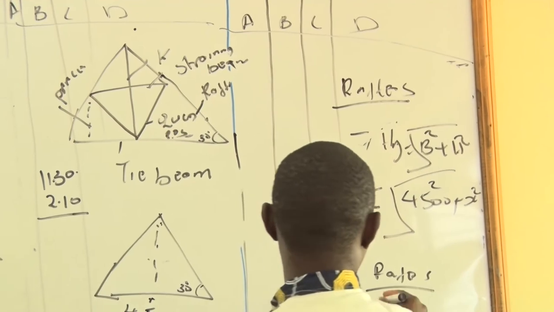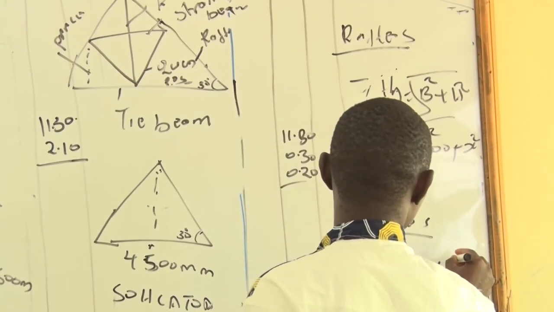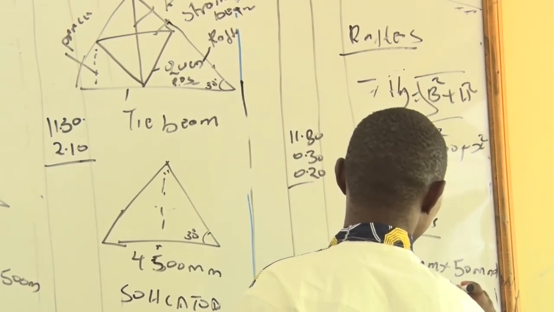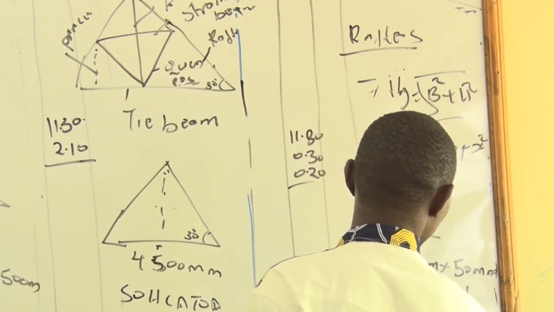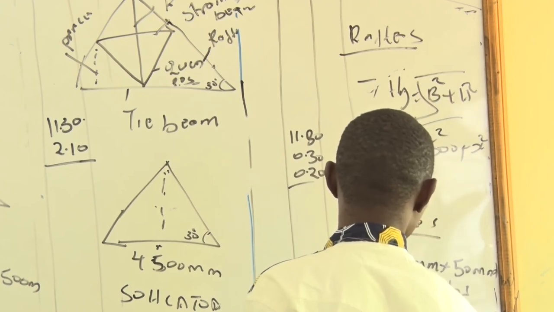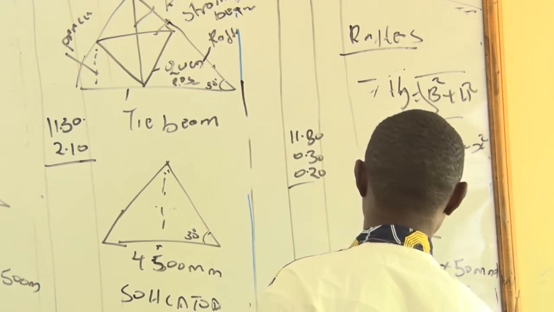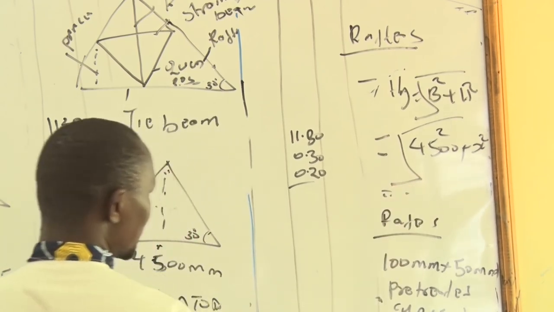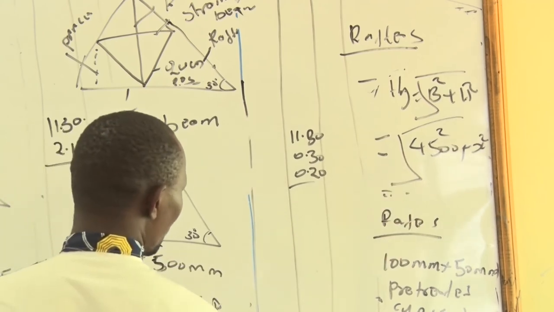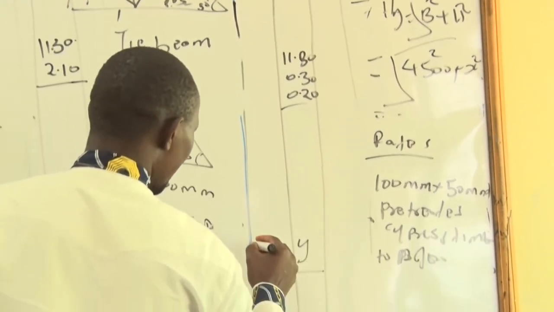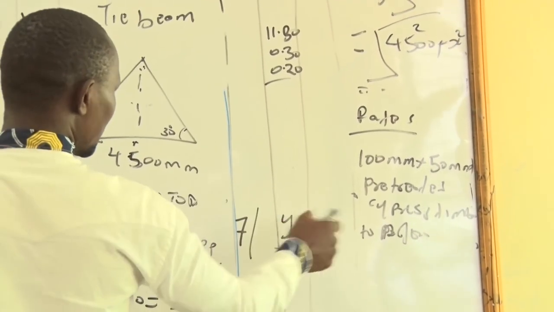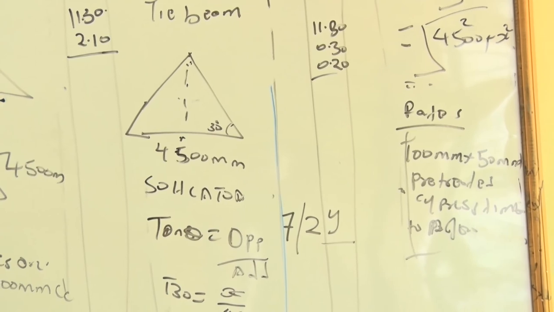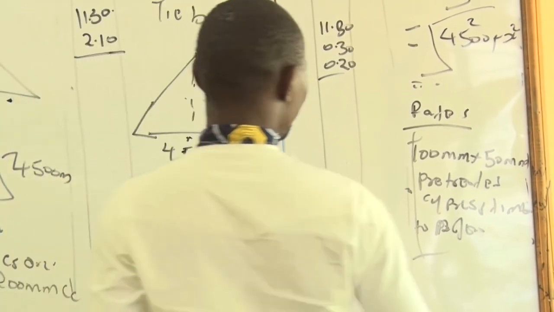It's 100 millimeters by 50 millimeters pre-treated cypress timber for the rafters. Then on the entry, we put what we have, assume we get it as Y, after getting the square root. You close, but on the number, there are 7 total number of trusses, but this one there are 2. Then close that entry. So that's how we get it.